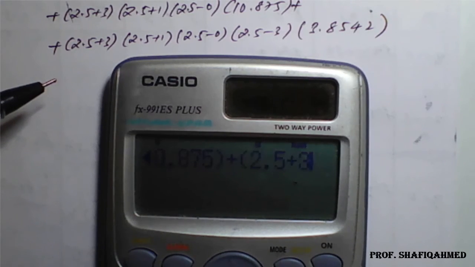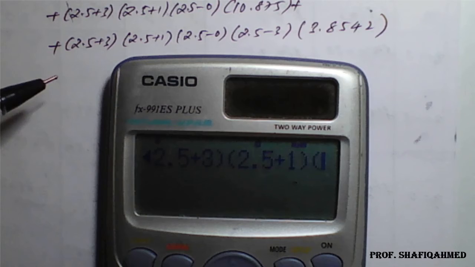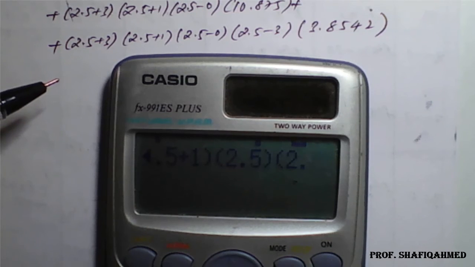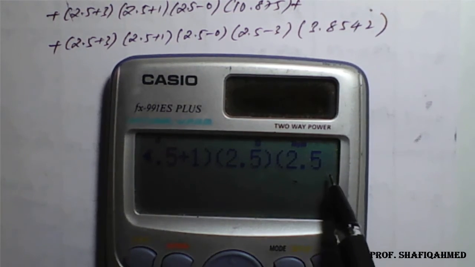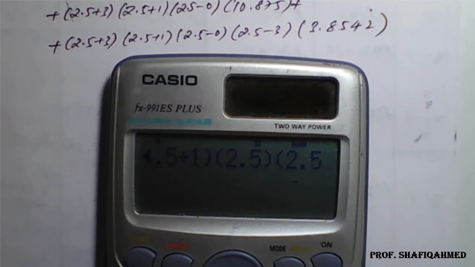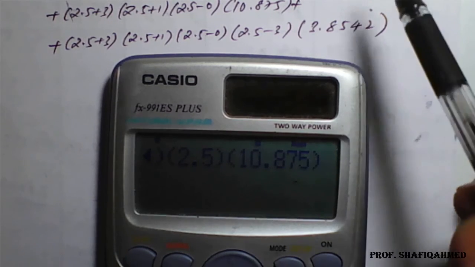And the last value here, so plus 2.5 plus 3, 2.5 plus 1 into 2.5, close the bracket. Next 2.5, so here you can see it is coming as a square box, so you better delete till the previous term. So the last term I will type once again. So just see, I am deleting the plus sign also.